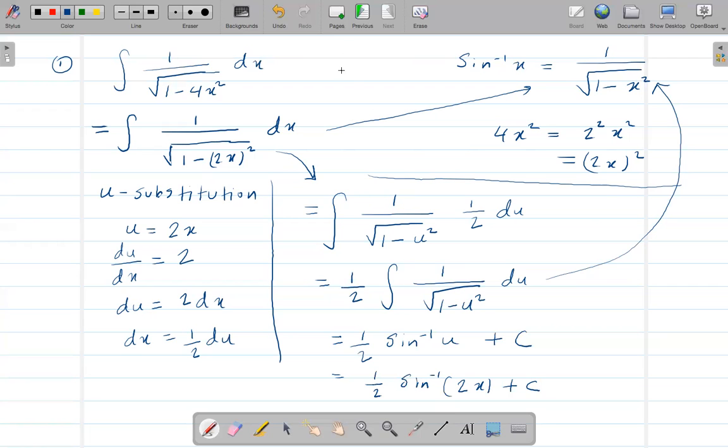Okay, let me do one final example. One more example. Okay, so this one is the integration of 1 over x squared plus a squared dx. Okay, now we have plus here.